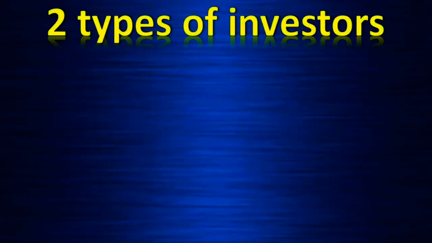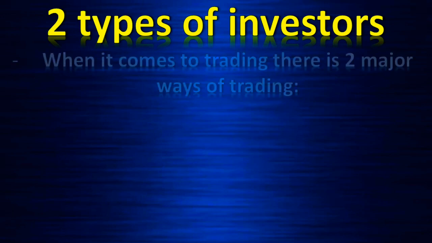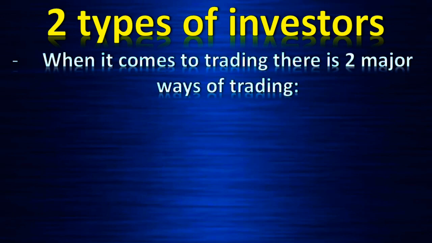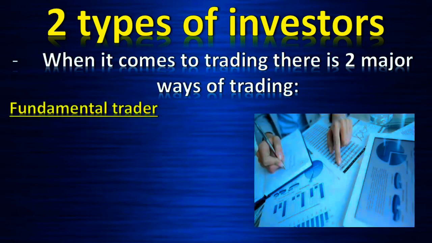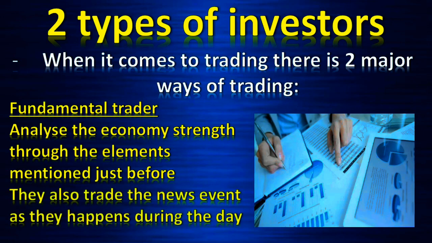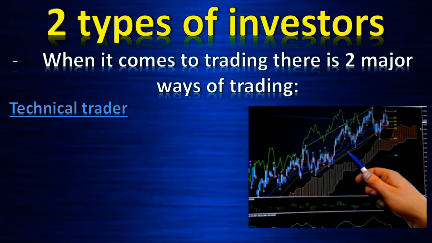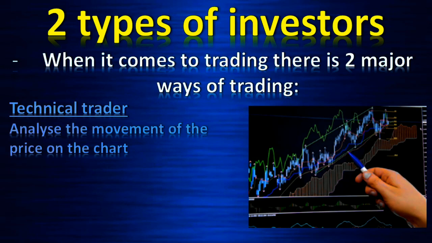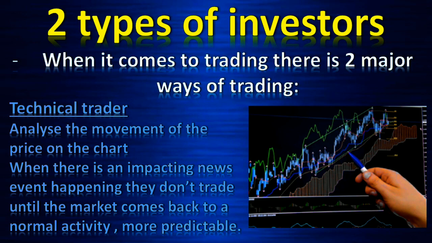There are two major types of investors. When it comes to trading, we have two major ways of trading. The first is the fundamental trader. The fundamental trader analyzes the economy's trend through the elements mentioned just before, and also trades the news events as they happen during the day. On the other hand, we have the technical trader. He analyzes the movement of the price on the chart, and when there is an impacting news event happening, he doesn't trade until the market comes back to a normal activity, which is more predictable.